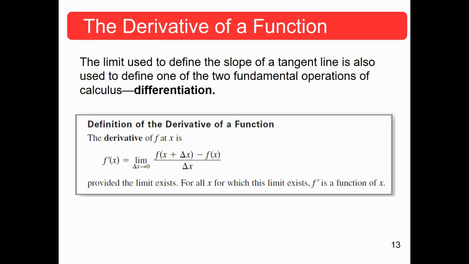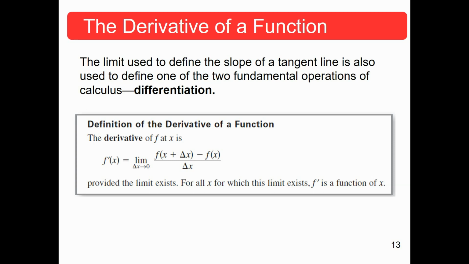We are going to now use the limit to define the slope of a tangent line, right? But we're also going to use this to define what's called differentiation. So the definition of a derivative is basically the limit as delta x approaches 0 of f of x plus delta x minus f of x over delta x. So that slope of the tangent line, that is what we're going to call the derivative. Okay, not at a specific point, but just general. In general, at any location, the derivative of a function is the slope of the tangent line.